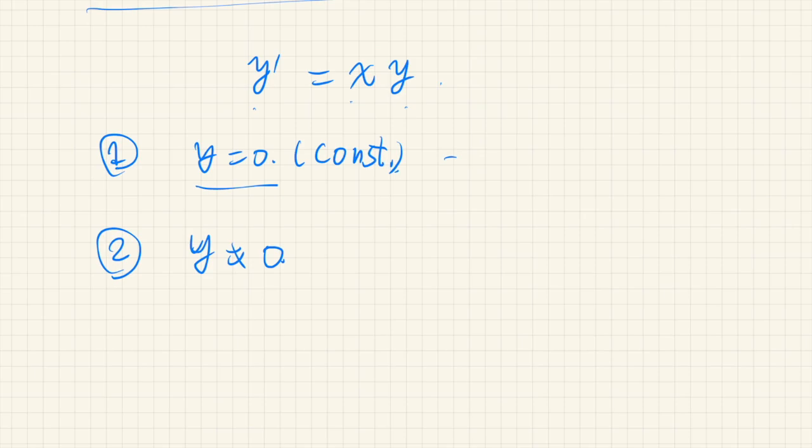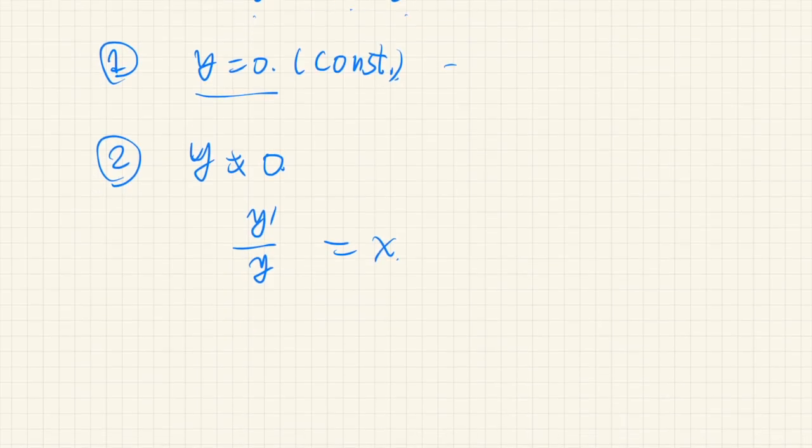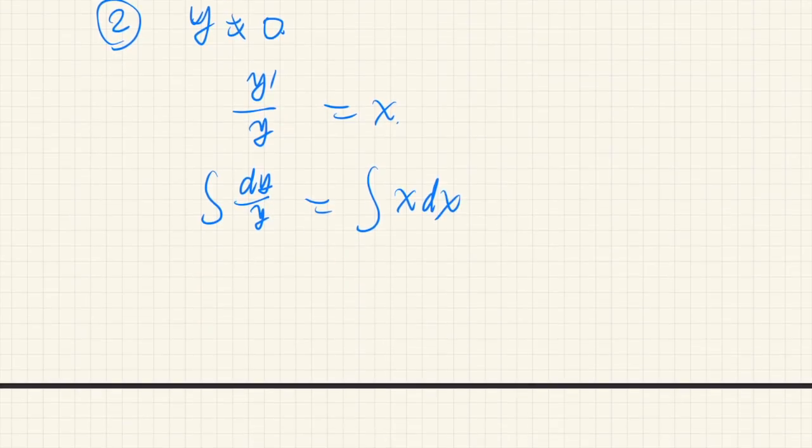Now, another case. Suppose y is not a constant function equal to 0. Then we can divide both sides by y. So y prime divided by y equals x. And we can integrate both sides. So dy over y and x dx. So the left-hand side becomes log of y, and the right-hand side becomes 1 over 2 x squared plus constant. Of course, the constant may appear on the left-hand side too, but we can just put the constant term all on the right-hand side.